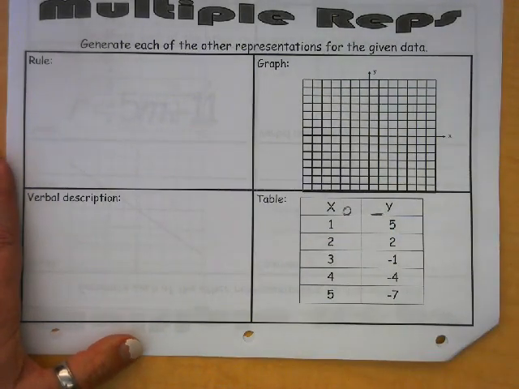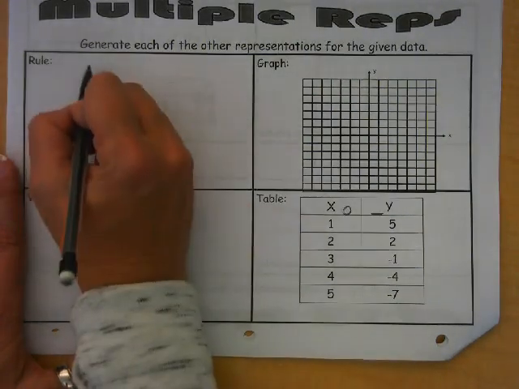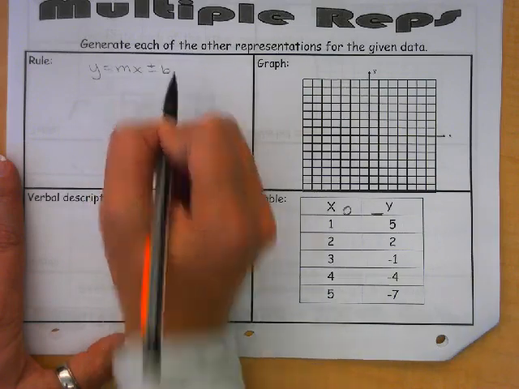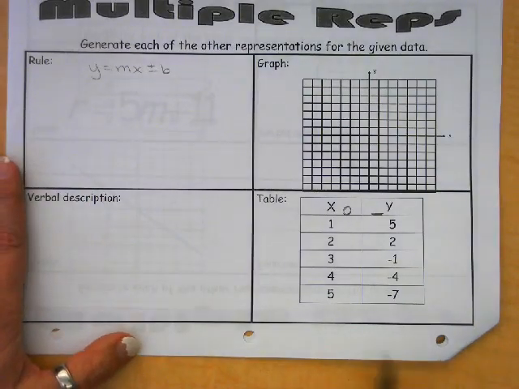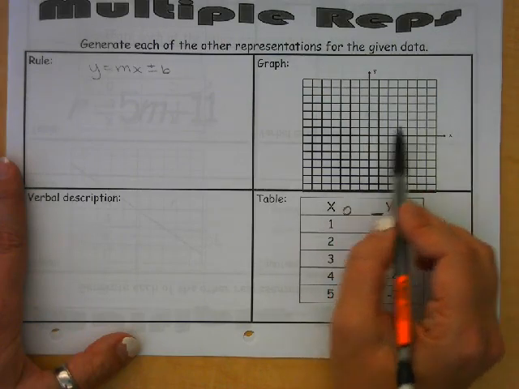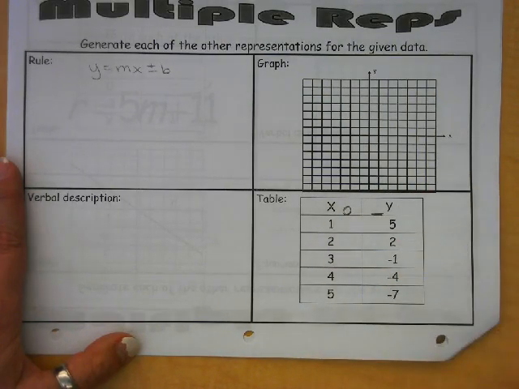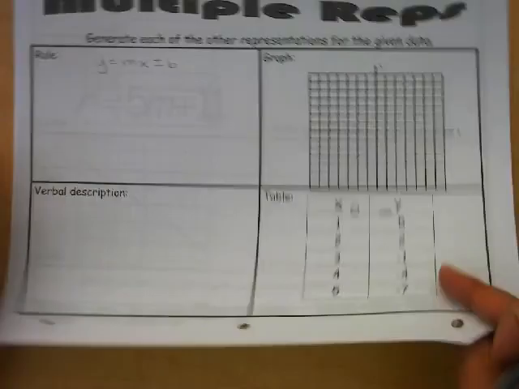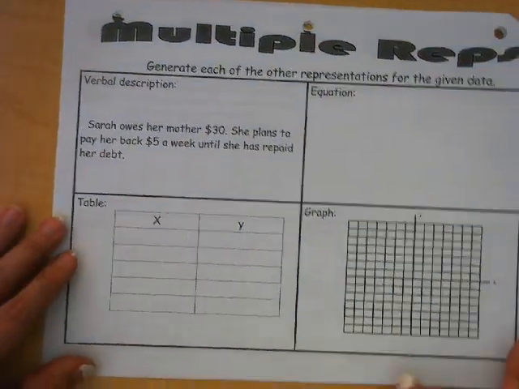Okay? Then you can write your rule. It might be mx, it might be mx plus or minus b. Notice this has some negatives, so we're going to be using multiple quadrants. Come up with your own sentence. And the last one I'm actually going to do with you.